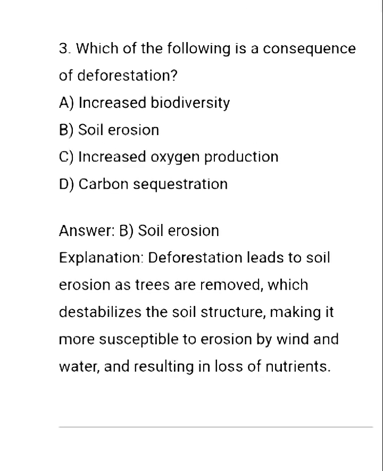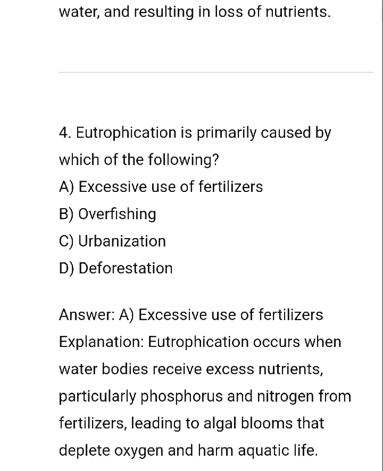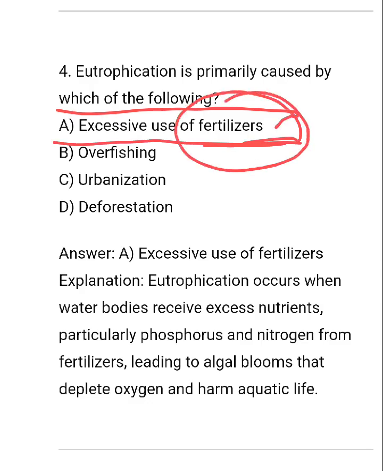Next one, which of the following is a consequence of deforestation? The removal of forest is called deforestation. So it is soil erosion. Next one, eutrophication is primarily caused by which of the following? So it is caused by excessive use of fertilizer.